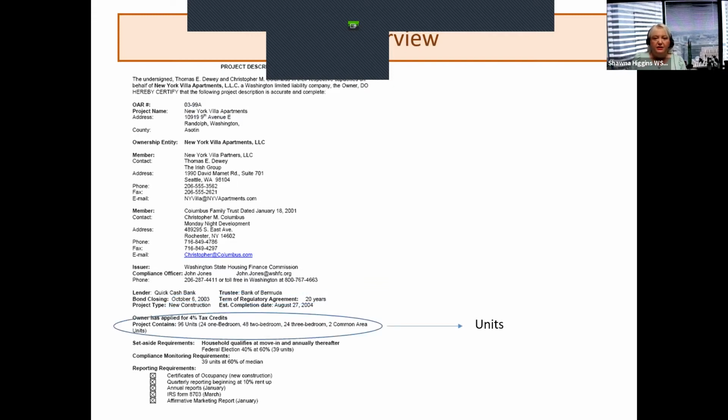Then this also goes into the units of the project. The total units, it breaks it down for 1 bedroom, 2 bedroom, and it also shows common area units. The federal election is found here as well. Is it a 40 at 60 or a 20 at 50? And then the compliance monitoring requirements. For instance, this property has 39 units at 60% of area median income.